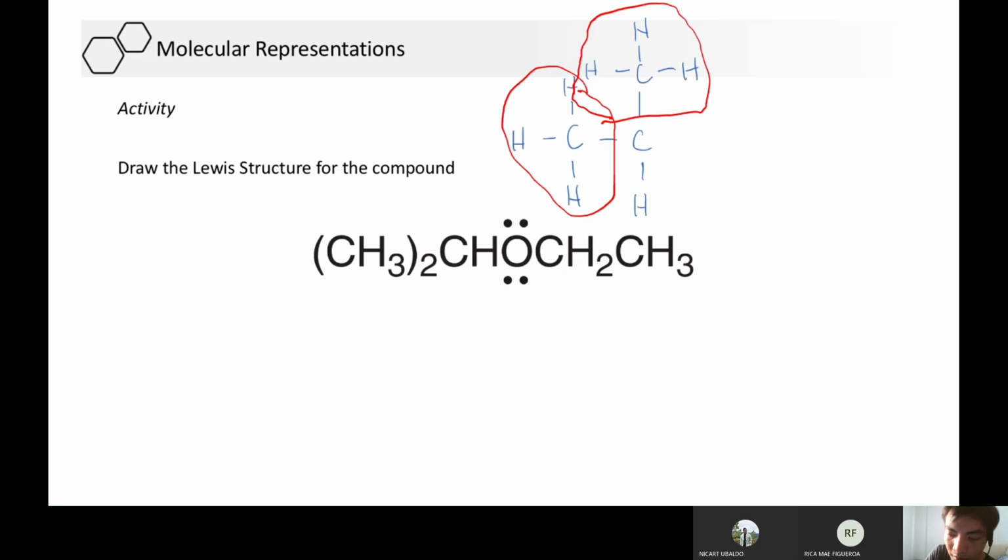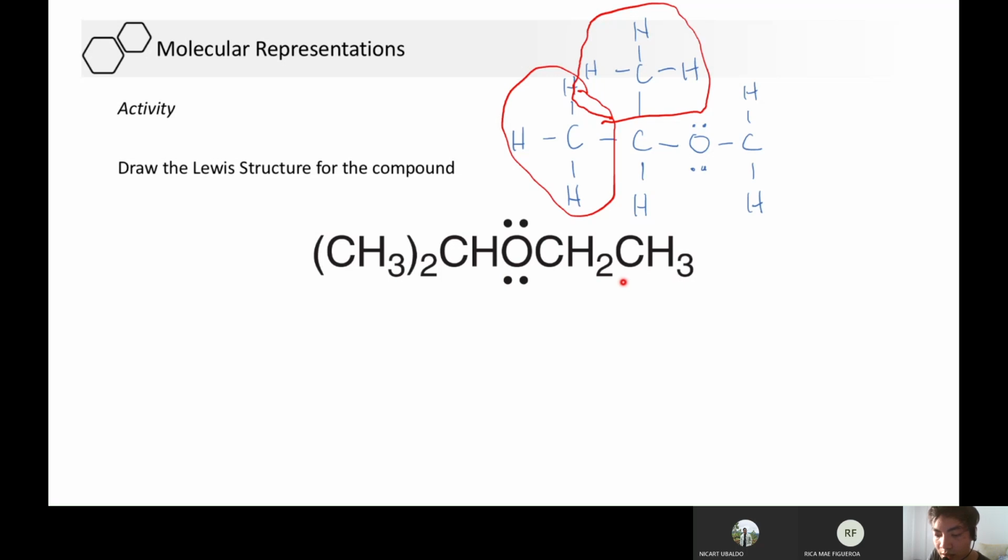Let's draw the dots. The other carbons cannot be attached to that carbon, because if we attach them, it will no longer follow the octet rule. So instead, we will connect this CH2 to its left atom, which is the oxygen. We connect the CH2 to that oxygen, then I put the two H's there.